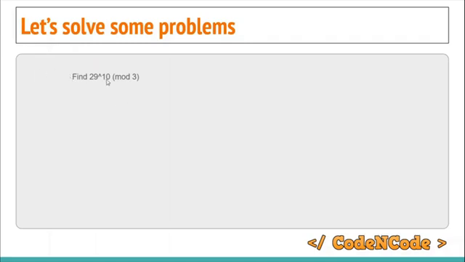Now, 29 raised to power 10 modulo 3. We know that a raised to power k is the same as b raised to power k if a and b are congruent under modulo 3. So 29 is congruent to 2 modulo 3. So instead of calculating 29 raised to power 10, we would calculate 2 raised to power 10. 2 raised to power 10 is actually 1024.